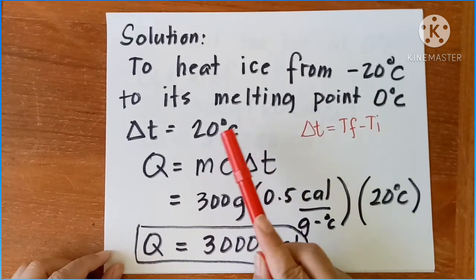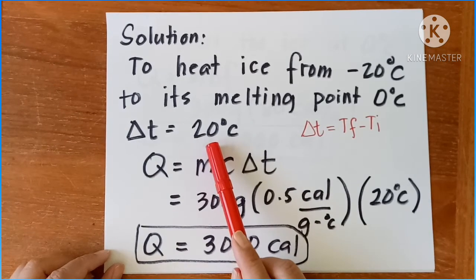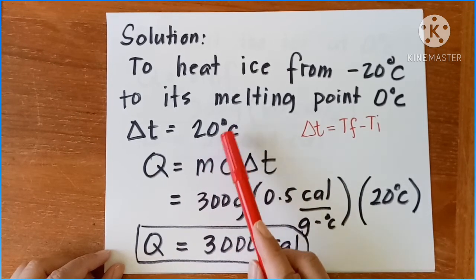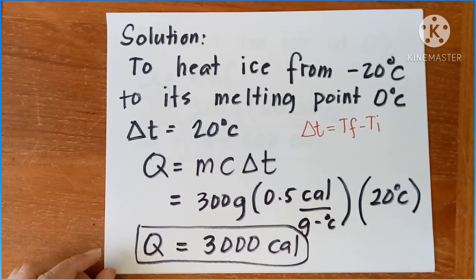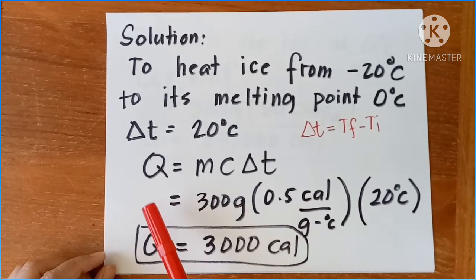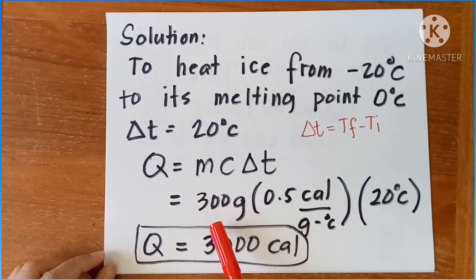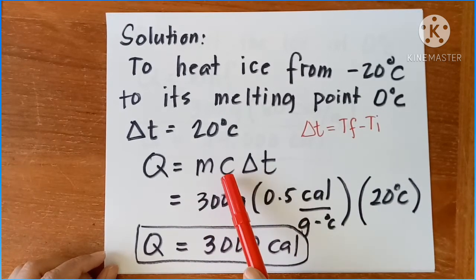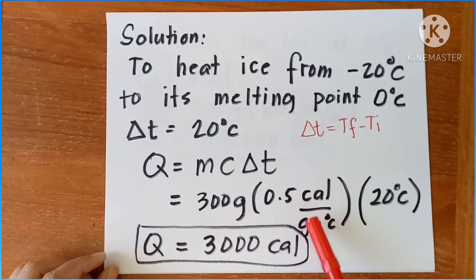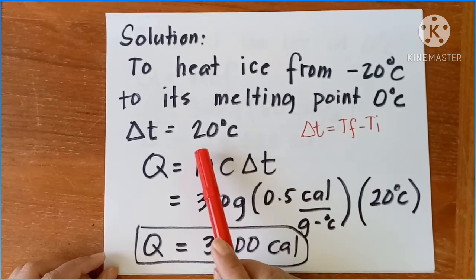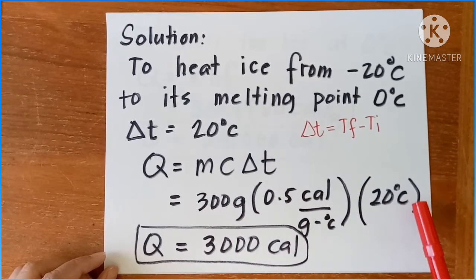And in this problem, we have a change in temperature already, which is equal to 20 degrees Celsius. So all we need to do here is plug in the given. So Q equals mc delta T, m equals 300 grams, specific heat of ice 0.5 calorie per gram degree Celsius. The change in temperature is 20 degrees Celsius.